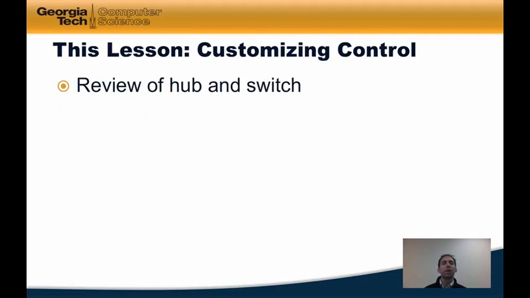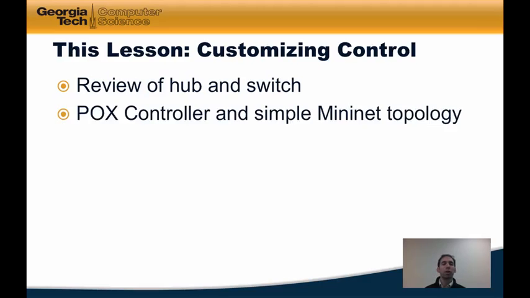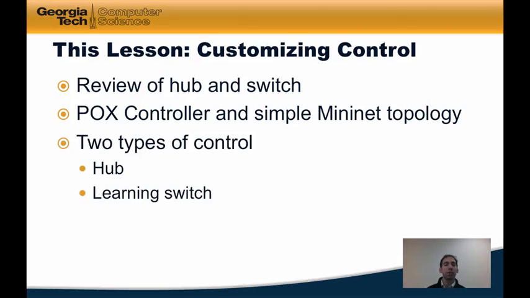We'll review the basic operation of a hub and a switch. Then we'll use Mininet to set up a simple topology, and we will use the POX controller to control the behavior of the switch that we set up in that topology. We will then use the POX controller to implement two different types of control in the network topology: a hub, which simply forwards all traffic out all of the output ports, and a learning switch, which learns forwarding table entries based on the ports on which incoming packets arrive.